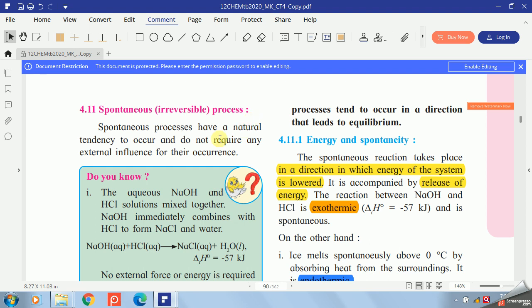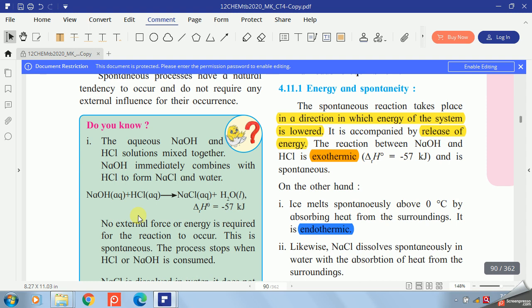So let us consider first what is the meaning of spontaneous process. The process which can take place naturally is called a spontaneous process. There is no external influence for its occurrence. Let us consider the neutralization reaction, which all are familiar with. When sodium hydroxide reacts with hydrochloric acid, it gives sodium chloride aqueous plus water in liquid state. This is the neutralization reaction, and the heat of neutralization is minus 57 kilojoule per mole.